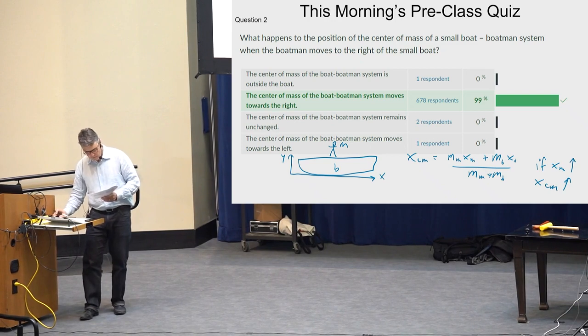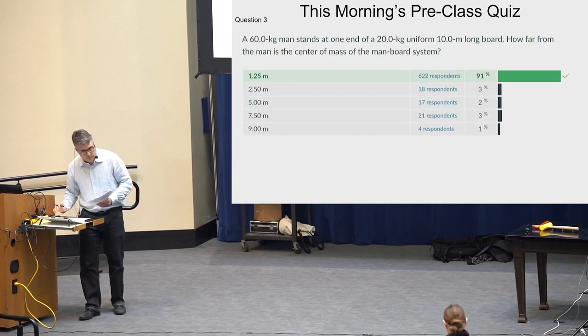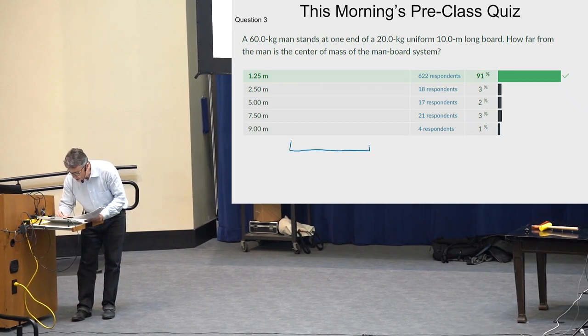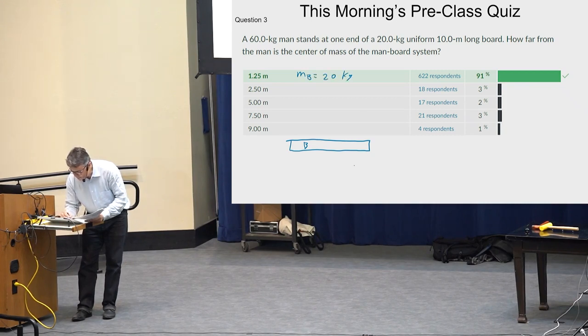And then this one, some people were wondering how I got 1.25, so please help yourself. Let's draw this. You've got a 20 kilogram uniform beam. We can write it down somewhere: the mass of the beam is equal to 20 kilograms, and it's 10 meters long.